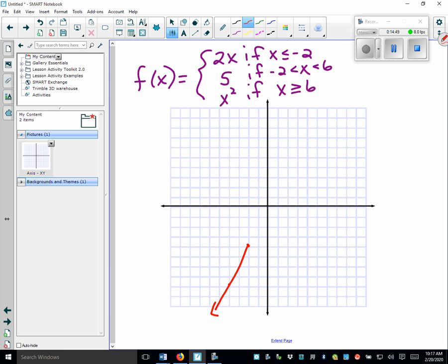So wait, we're just picking random numbers? No, I picked a number that fit this first piece. Oh, because if it's less than negative 2, don't I need an x less than negative 2 to find a point? Yeah. Oh, okay, there's three parts of one function. That is correct. I've only graphed the first piece. Oh, but you're just picking random numbers that fit the criteria. Yes. Okay.